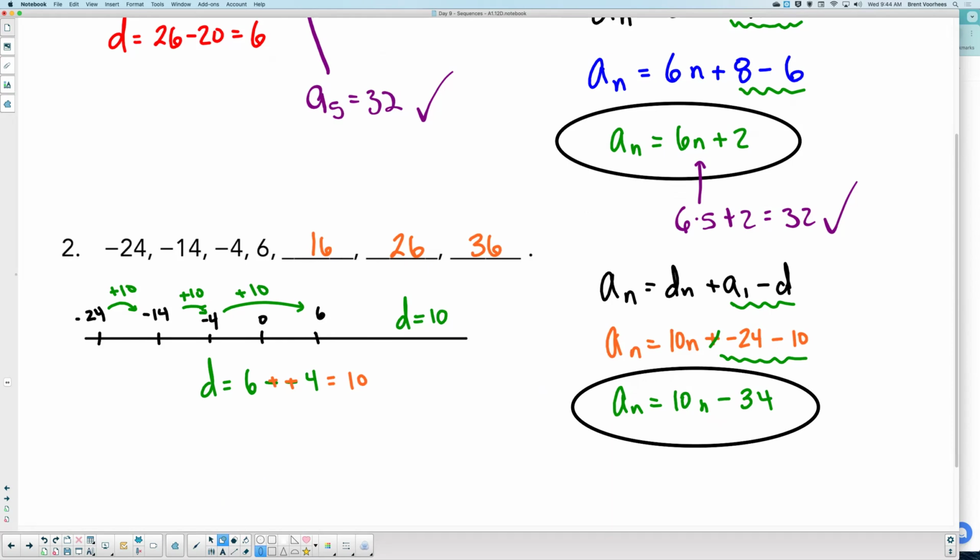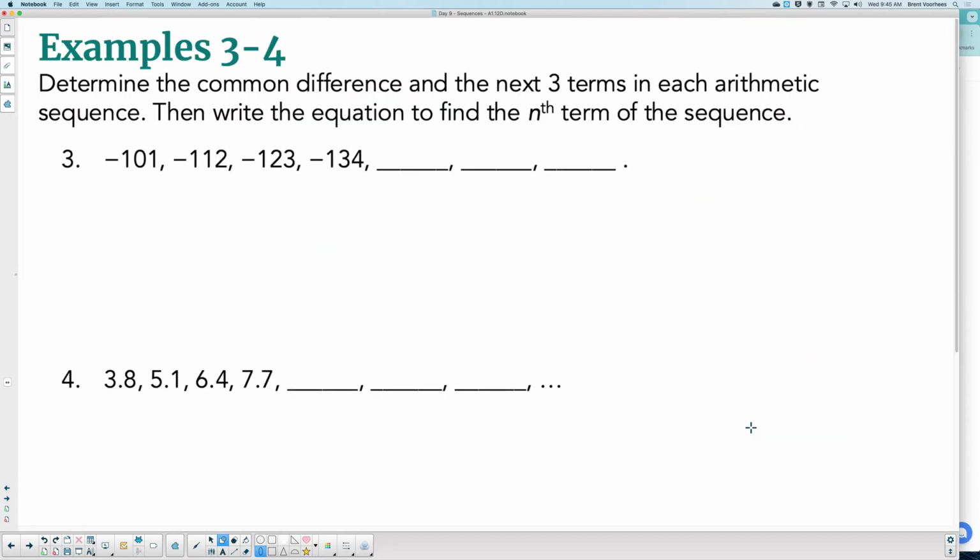So again, you could find any term just by plugging into n. So if I wanted the 10th term, you plug in a 10 there. You'd have 10 times 10 minus 34, and that's how you get the 10th term. Cool? Okay, I want to show you two more before I expect you to be able to try it, okay? On the next slide, we're going to look at examples 3 and 4.